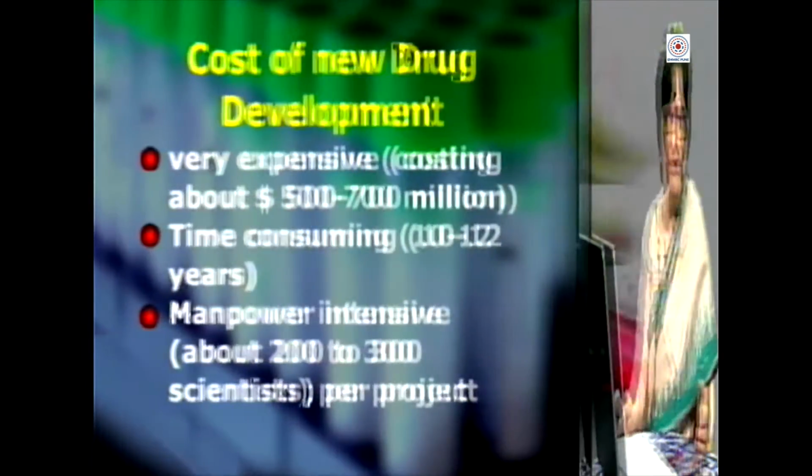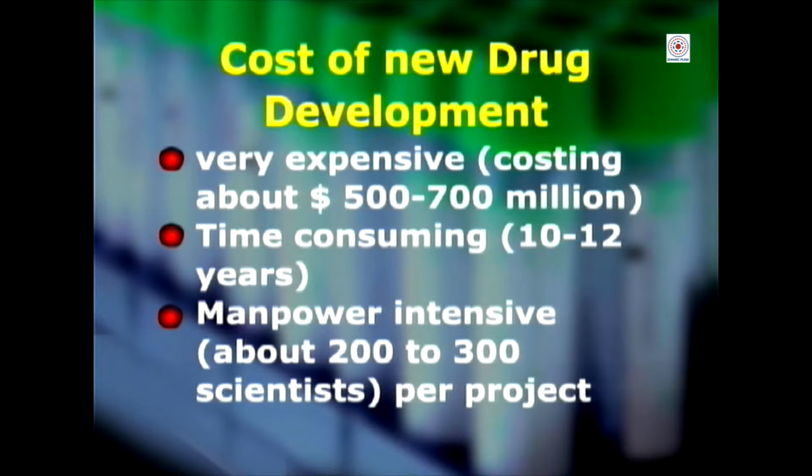What was the result? The result was the cost of bringing a new drug into the market became very high, from 500 to 700 million dollars. Again, there was very big competition among the drug companies. The time taken was also very high, 10 to 12 years. The manpower needed was also high, 200 to 300 people.